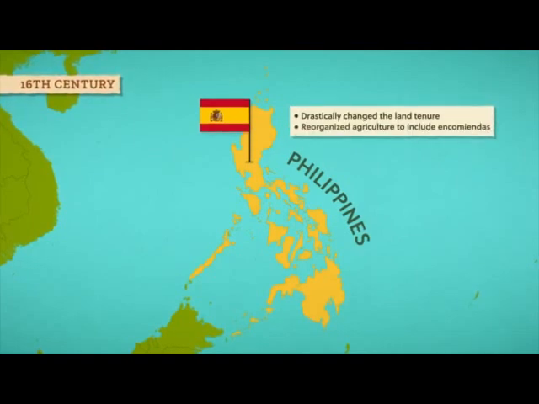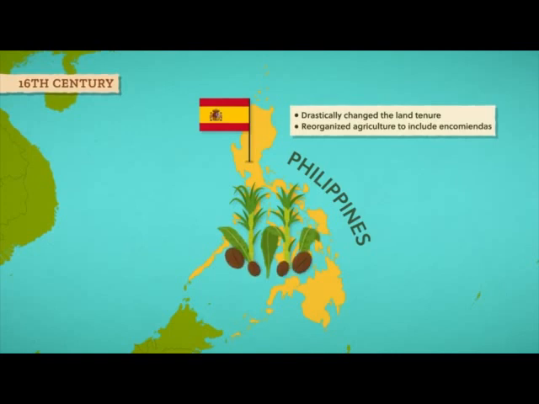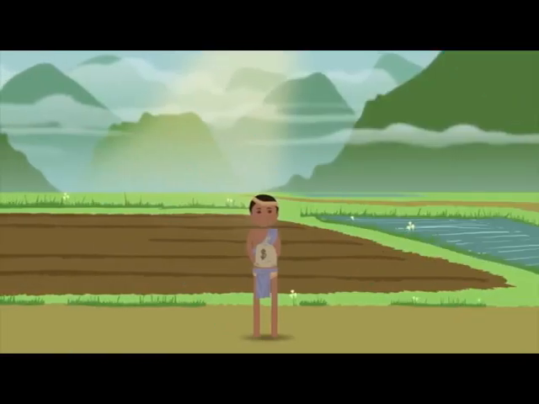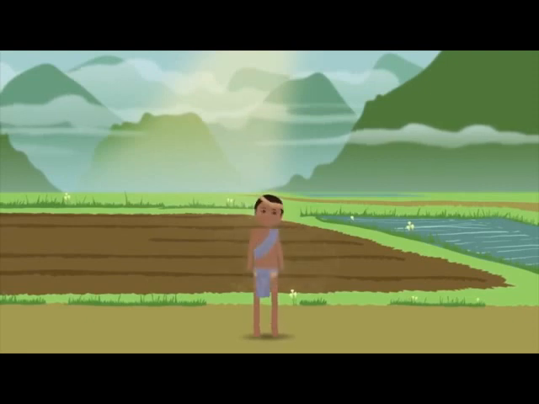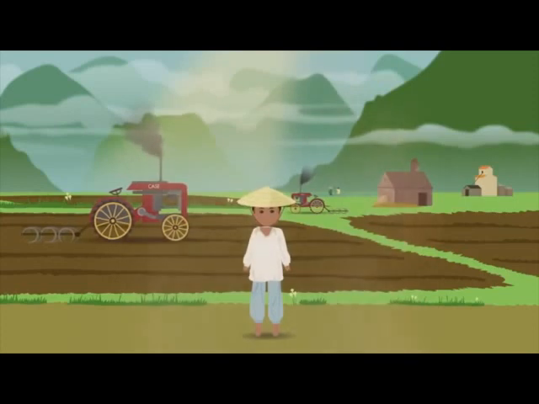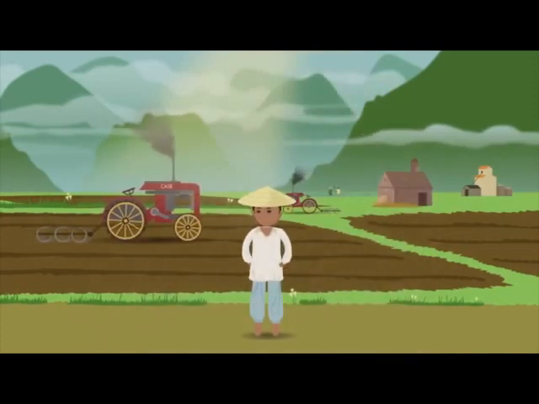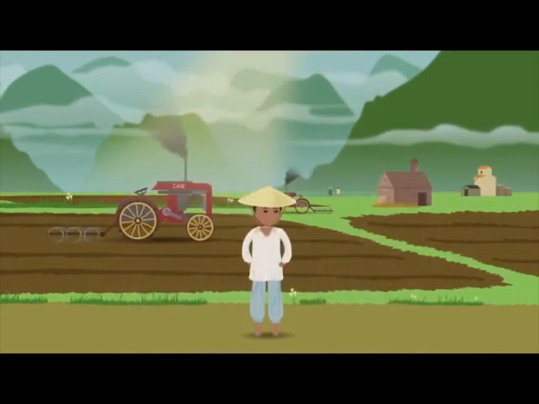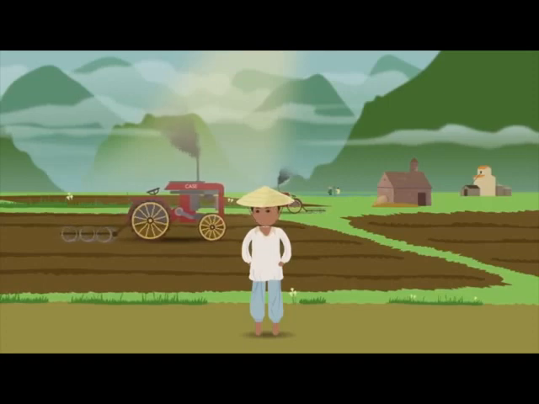They reorganized agriculture to include encomiendas, which were plantations with a range of commercial crops, from sugar to tobacco to coffee. The Filipino workers still had ownership of the land in theory, but in practice they were subject to high taxes. In the process, land rights shifted from subsistence plots to increasingly commercialized agricultural activities. And this mass production of food for export has contributed to current-day capitalism and the globalization of our food supply.